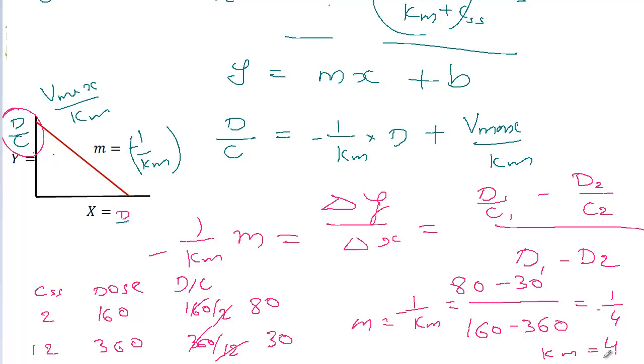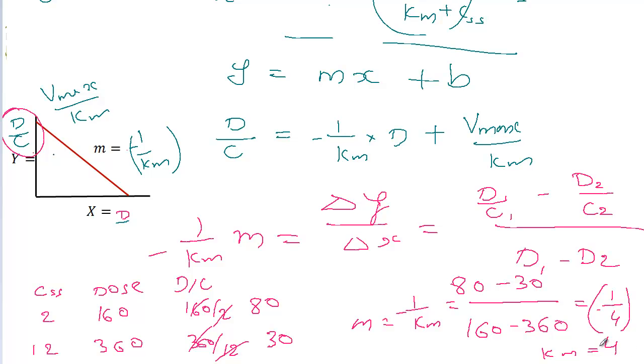Do not make any mistake here. Most students make a mistake over here. If someone asks you, what is the Km? Don't say negative 1 over 4, because negative 1 over 4 is equal to negative 1 over Km, and Km is equal to 4.